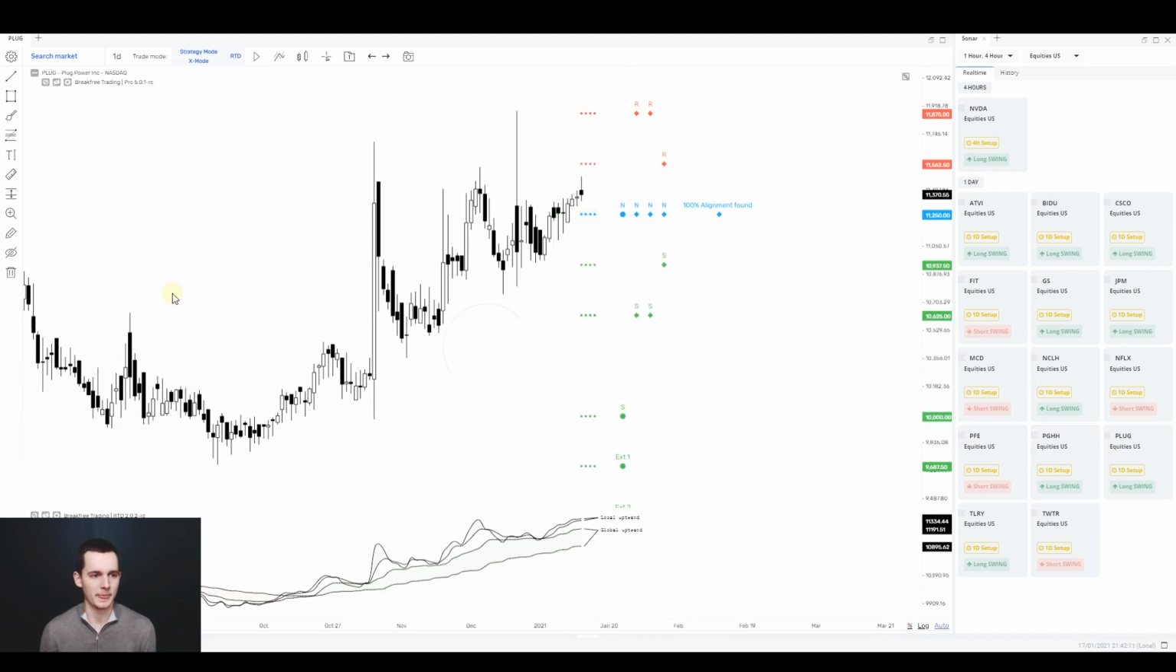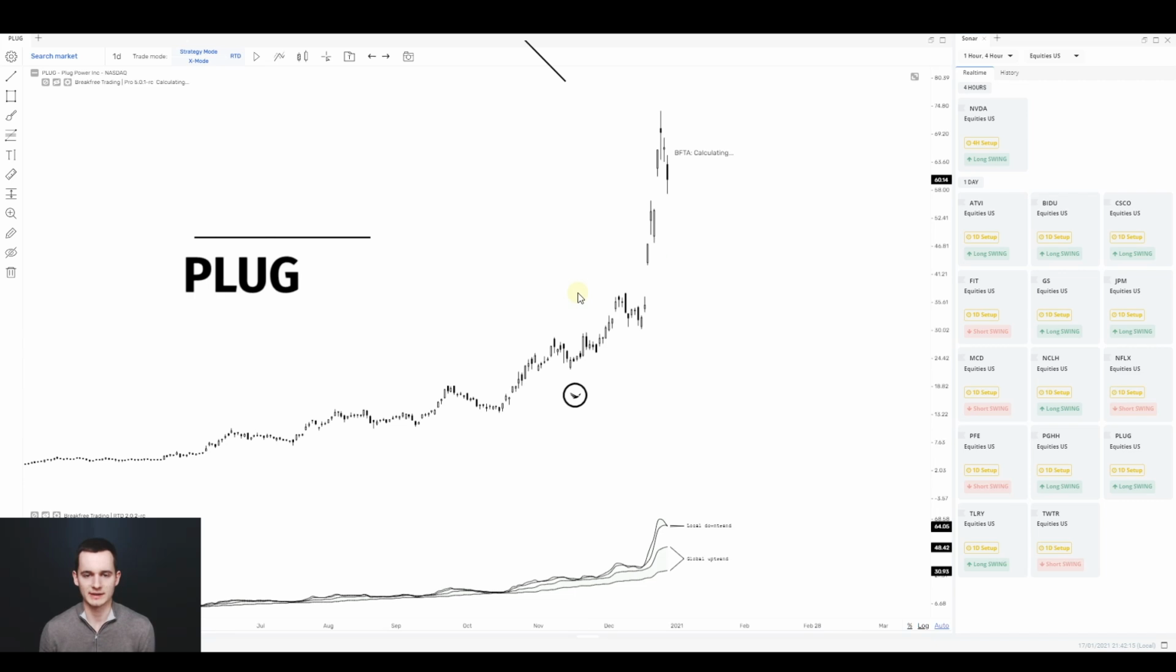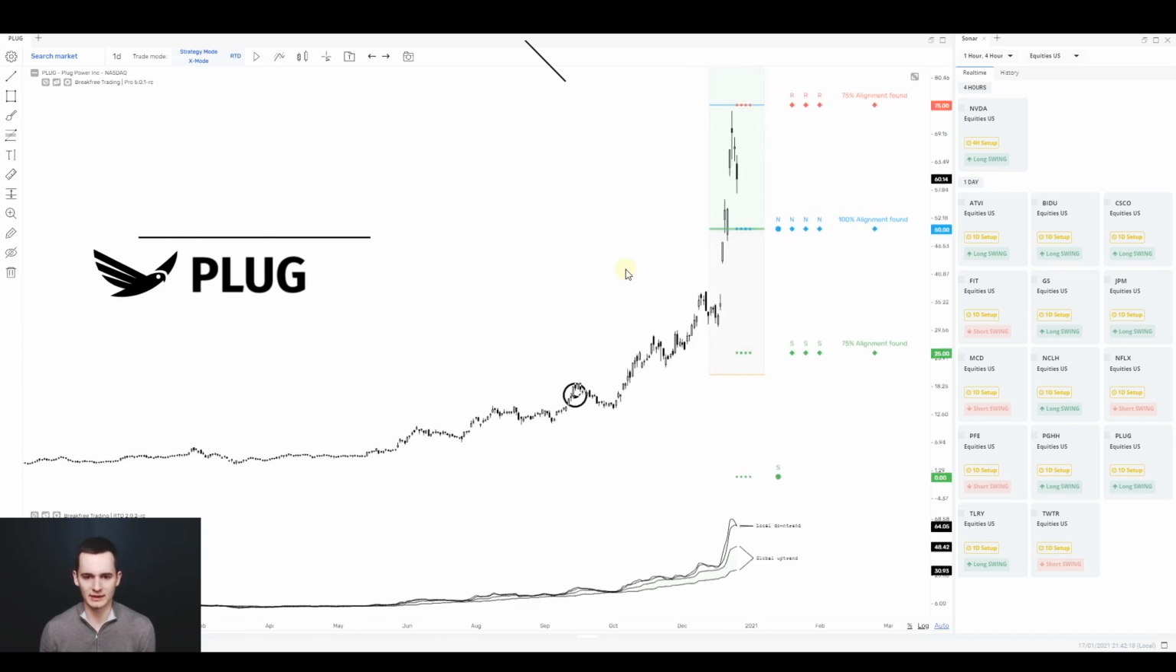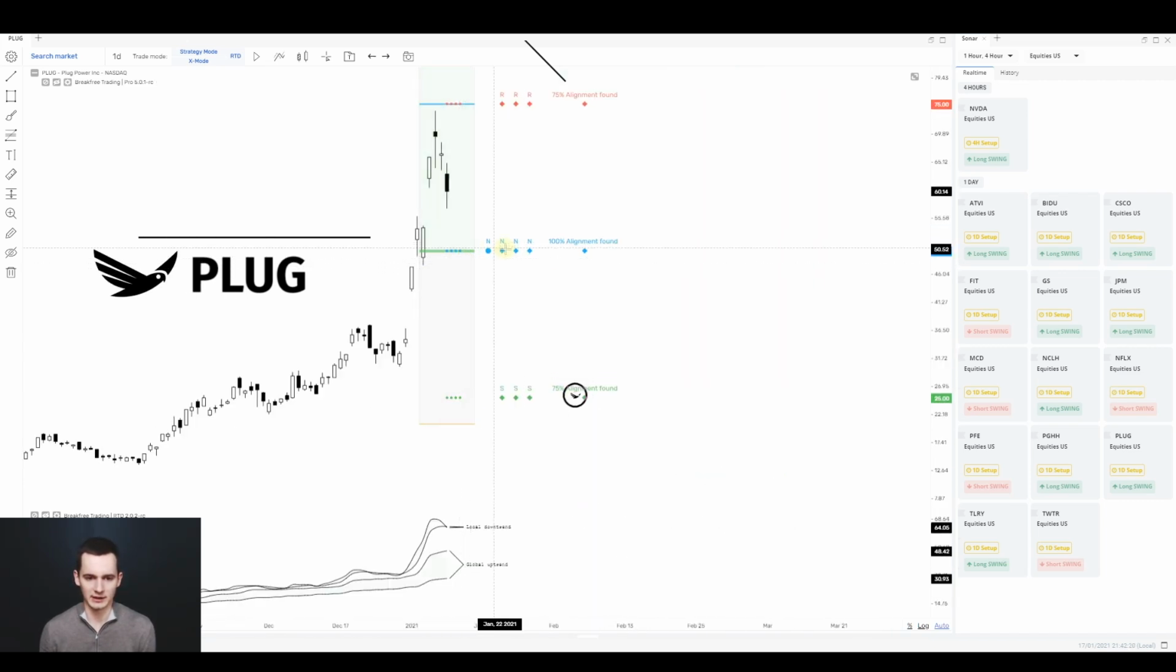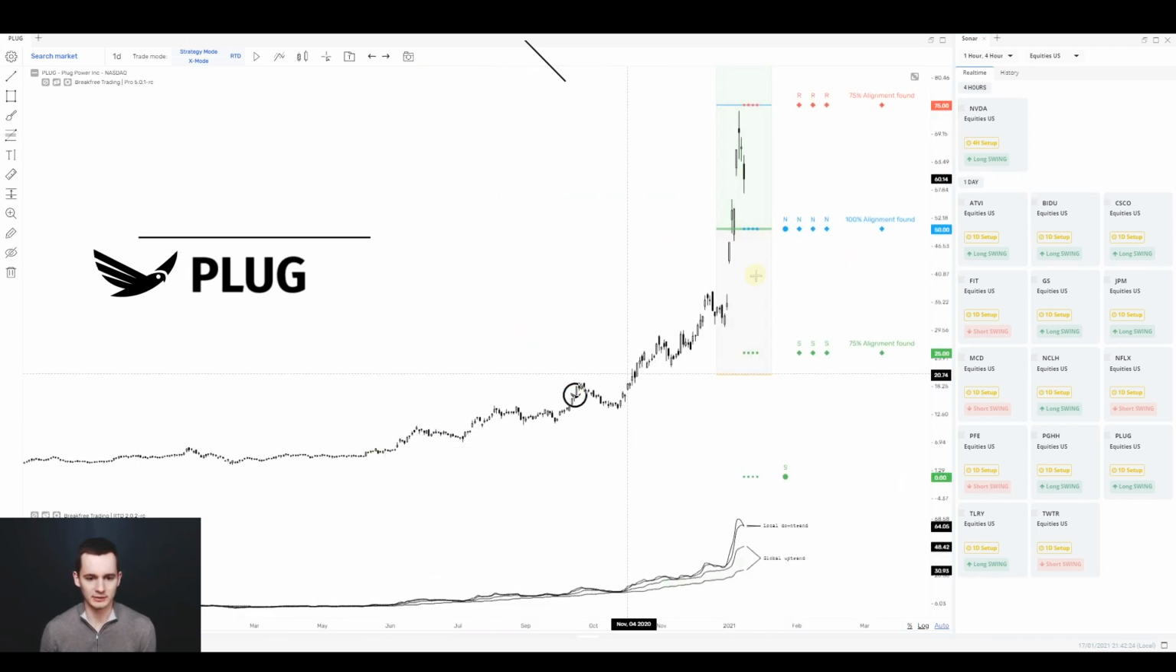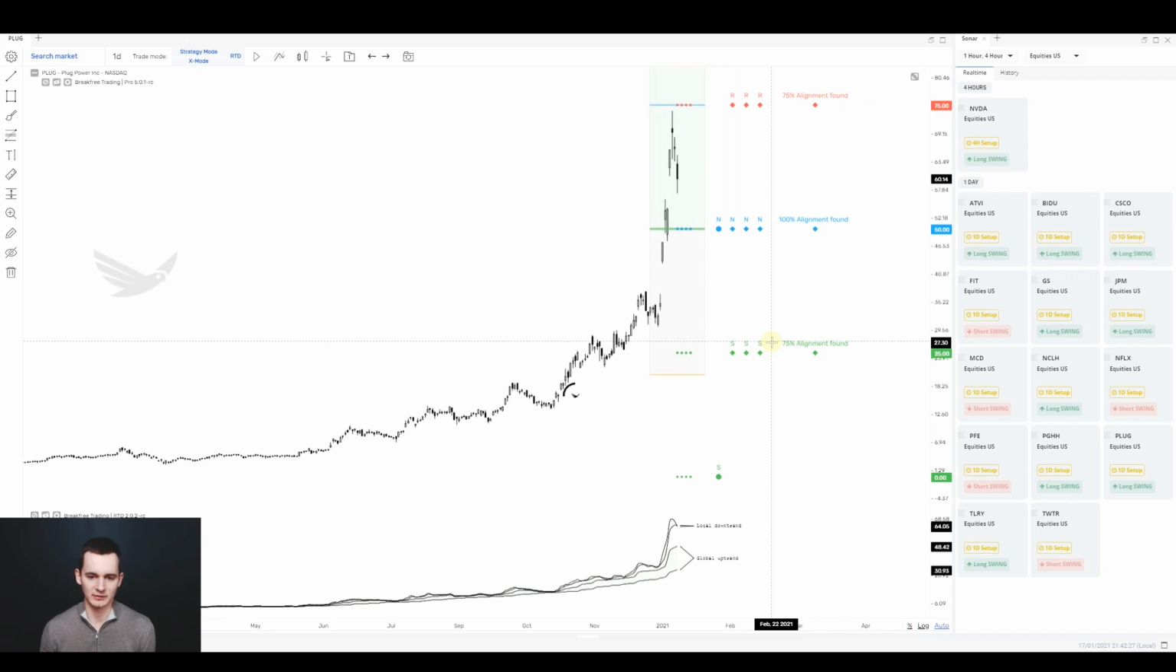Okay, plug. We got also a long setup, a daily swing. Looks like it had a nice breakout. So yeah, take advantage of this buy entry here and then take a TP1 up here. Looks like an okay trade, nice trend up. Just take advantage of the pullbacks.